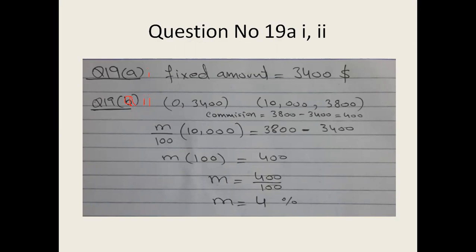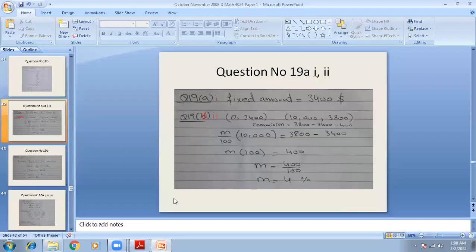So the commission will be 3,800 minus 3,400, that will be 400. So the commission is 400. Commission is M% of the sale, which is 10,000. So make M alone: these two zeros and these two zeros cancel. So M into 100 equals 400, and M will be equal to 400 divided by 100, and that will be 4%. So the M value is 4%.